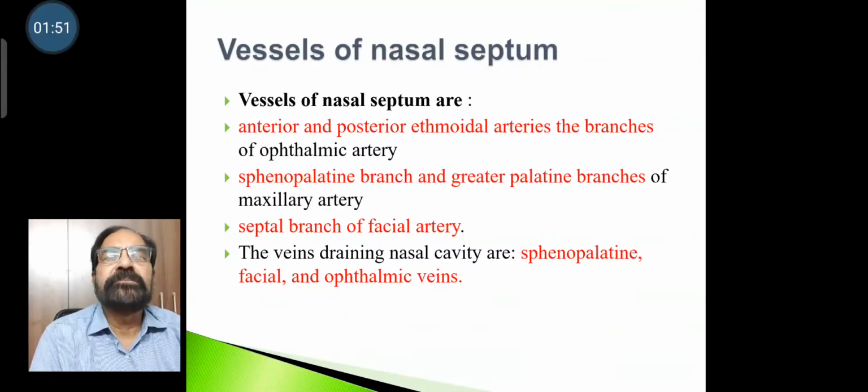Vessels of the nasal septum. The vessels of the nasal septum are anterior and posterior ethmoidal, the branches of ophthalmic artery, sphenopalatine branch and greater palatine branches of maxillary artery, septal branch of facial artery. The veins draining the nasal cavity are sphenopalatine, facial and ophthalmic veins.